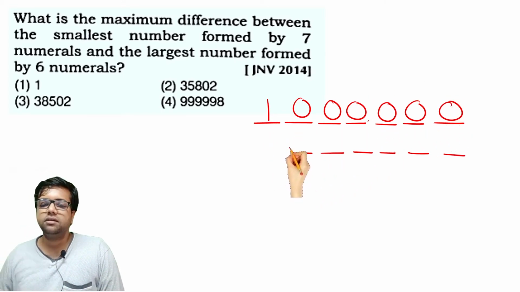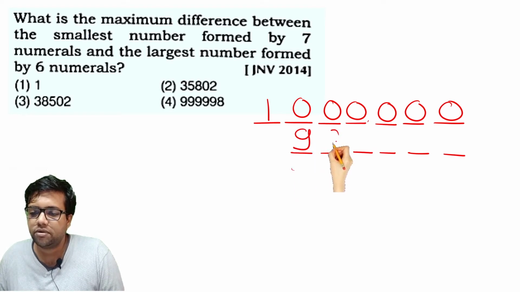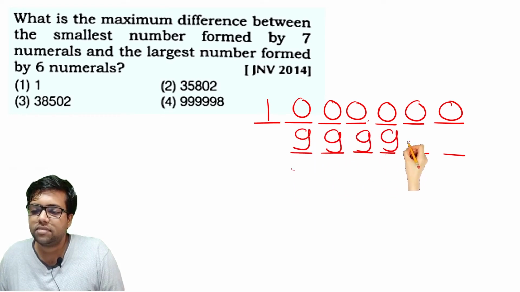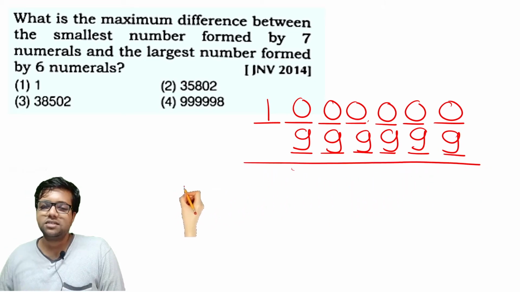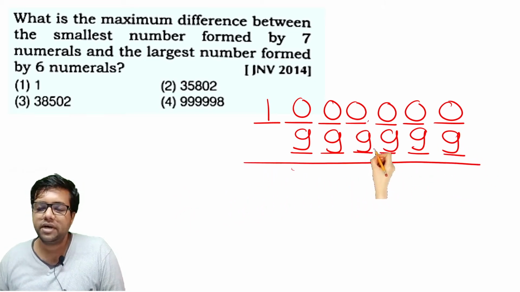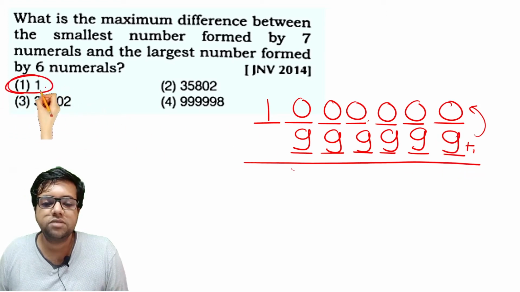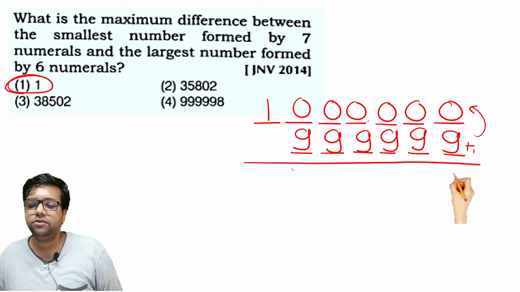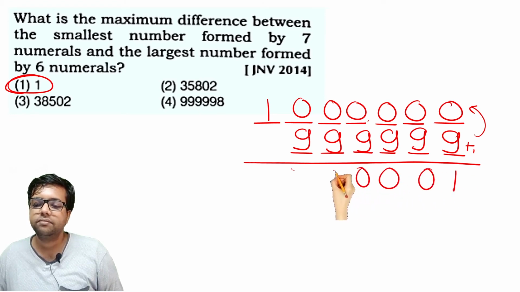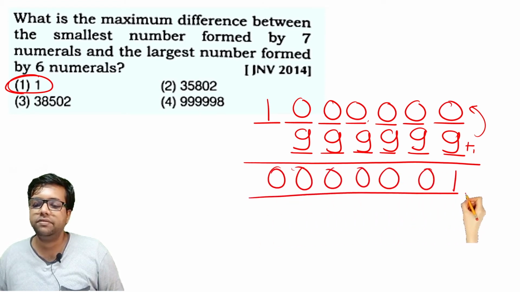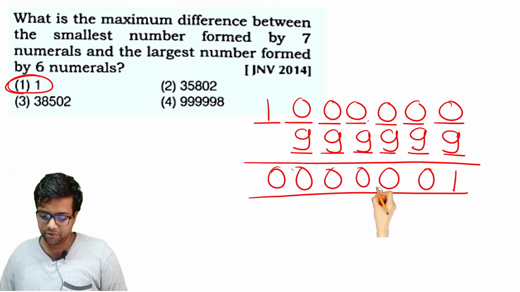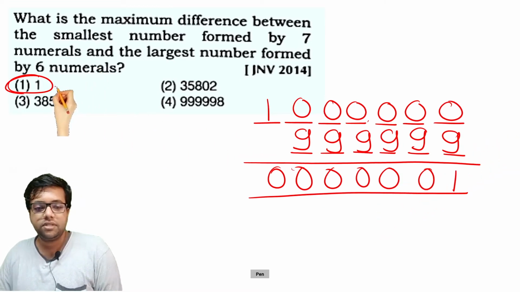And in terms of 6 numerals, the largest number would be 9,99,999. See, you don't even have to subtract. If you know that if I add one to this number, it will jump to 10 lakh, then the difference would be 1 only. Even if you do the subtraction, you will get 1 only. I leave it to you. You can pause the video and do the math yourself. But the answer to the question will be 1.